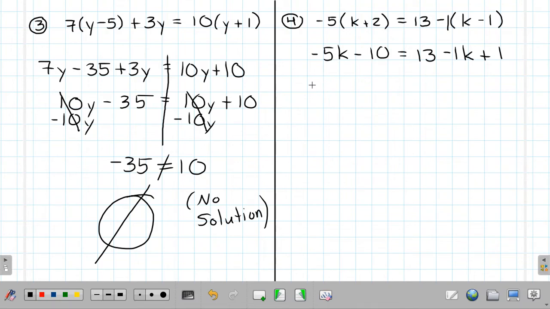We can't really do anything to the left side yet, so I'm just going to rewrite that down again. But I can do some things over here. So the only variable term I have is this negative 1k.